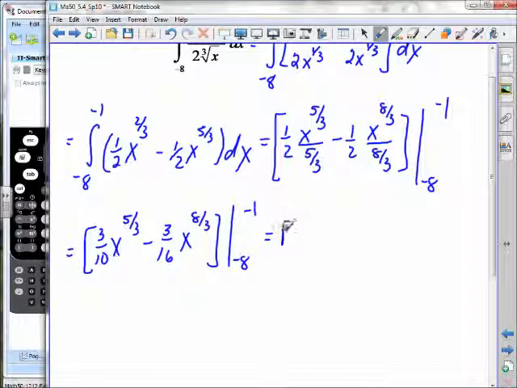Now what we're going to do is take F of -8 minus F of -1. That's a capital F again.